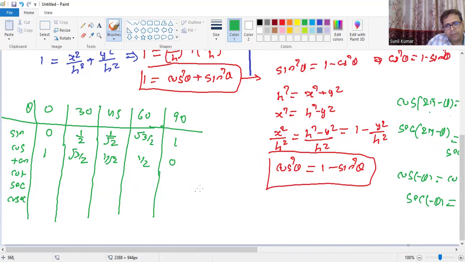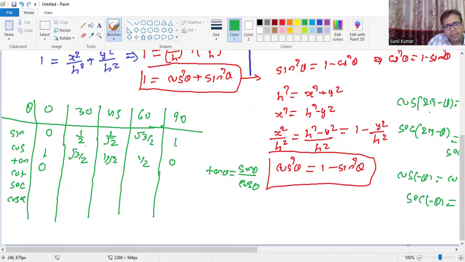And for tan, we know that tan theta is a ratio of sine theta and cos theta. So tan theta can be written as sine theta by cos theta, and using this formula we can calculate the values. So based on this formula, tan theta is sin theta by cos theta, we can find this value. So yes, 0 by 1 is 0, so tan 0 is 0.